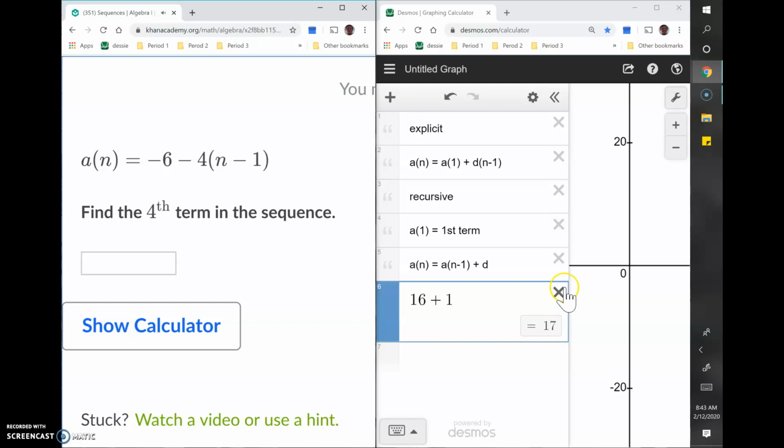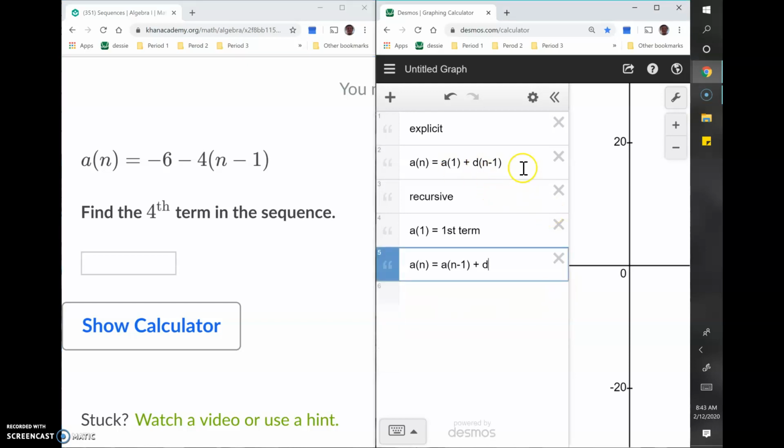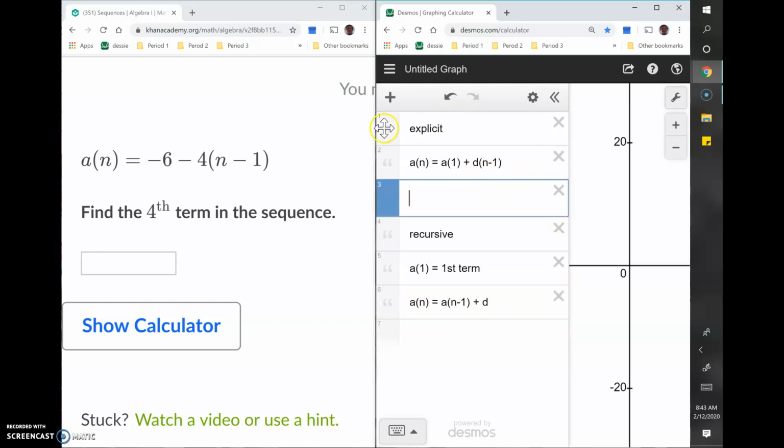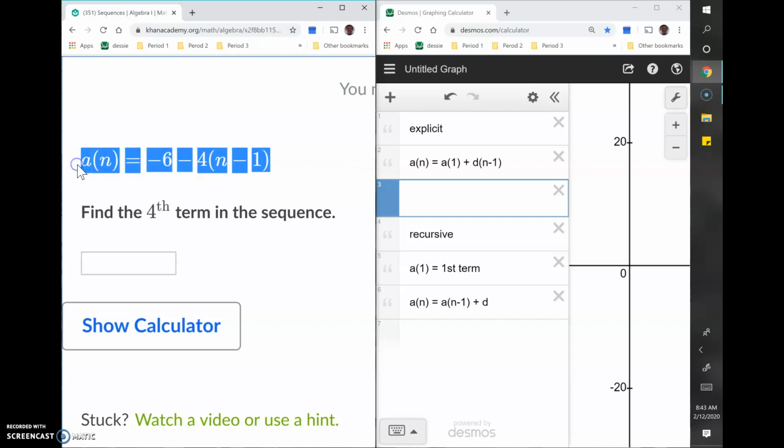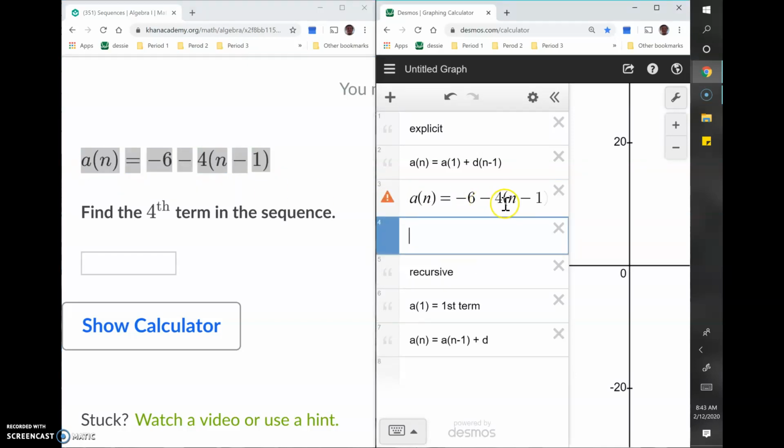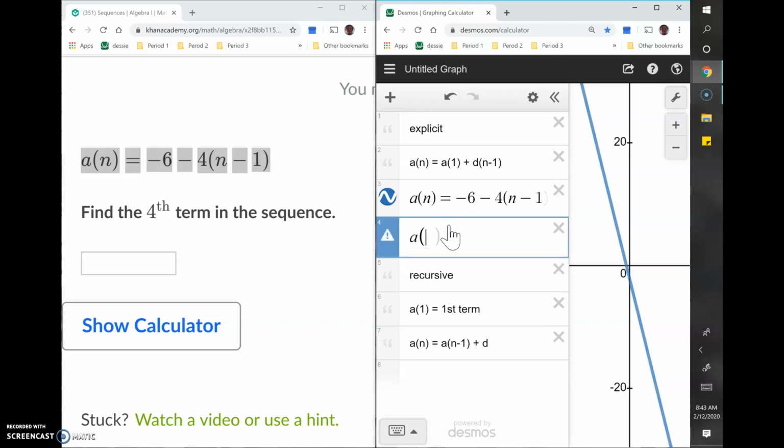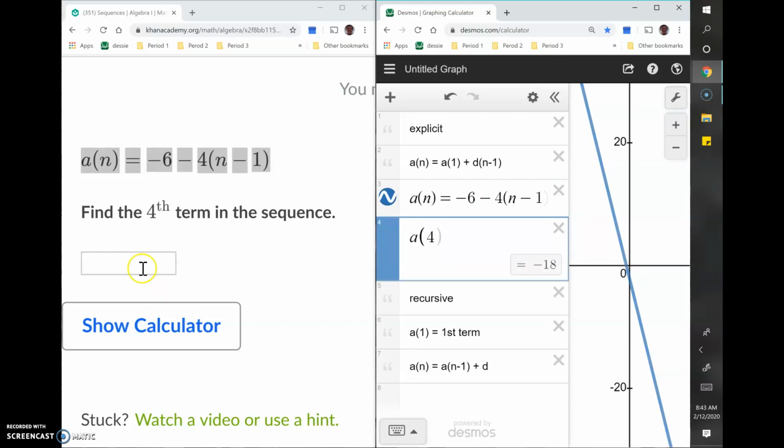Last question. This one is given to us in explicit form. And I can go ahead and copy it over, paste it, boom, done. And it looks like it might have double pasted again, so I'm going to go ahead and delete some of it. Boom, there we got it in. And we're going to reference the function, and we want the 4th term, which is -18.